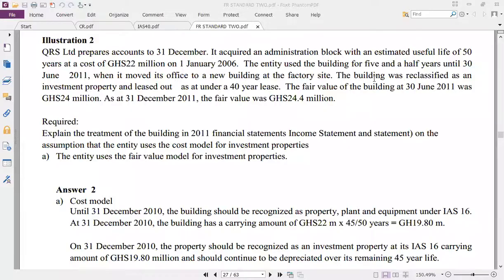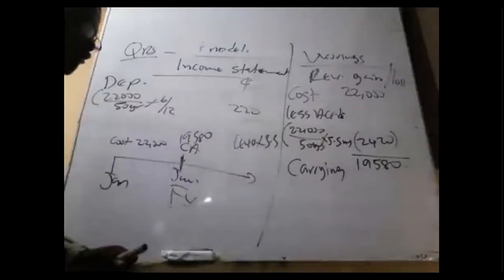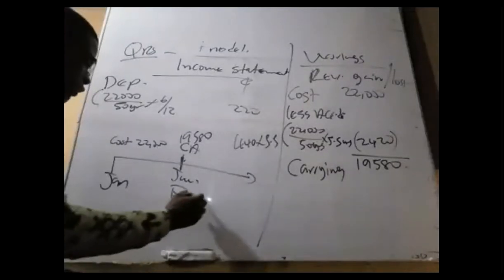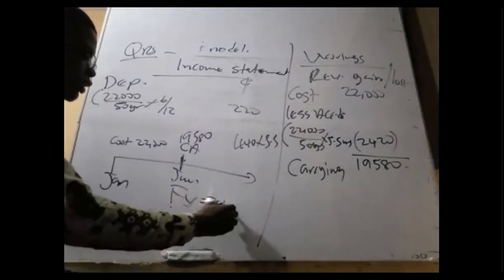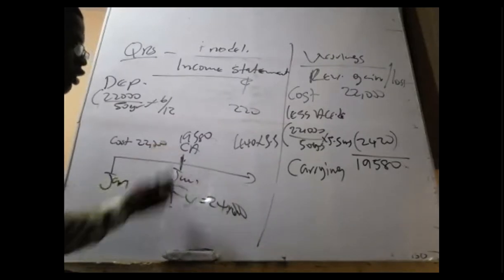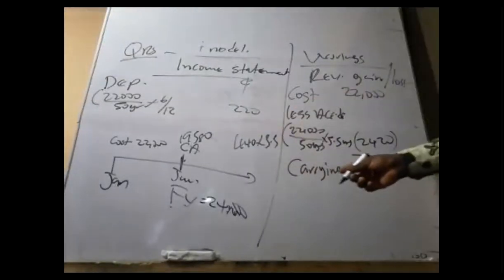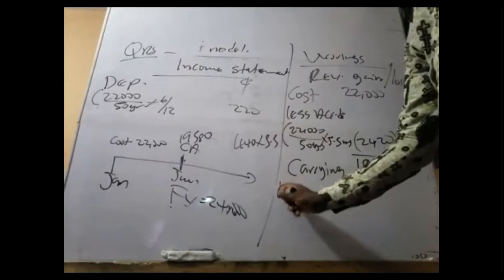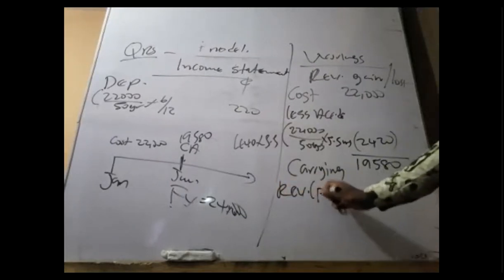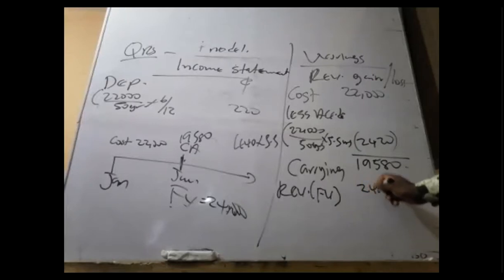So let's see. The building was reclassified as investment property and leased out under a 40-year lease. The fair value of the building as at 30th June 2011 was 24 million. So here the fair value is equal to 24,000. That means there will be some gain or loss, and that gain or loss should be reported through revaluation gain. So the revalued amount, the fair value, is 24,000.